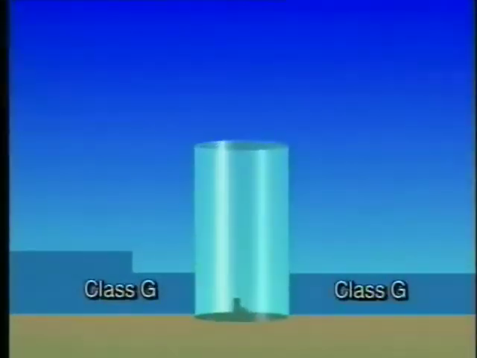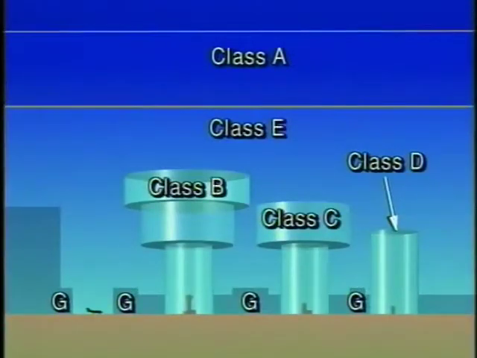The last letter designation for U.S. airspace is Class G, or uncontrolled airspace. Essentially, all remaining airspace that has not been designated as Class A, B, C, D, or E is uncontrolled.